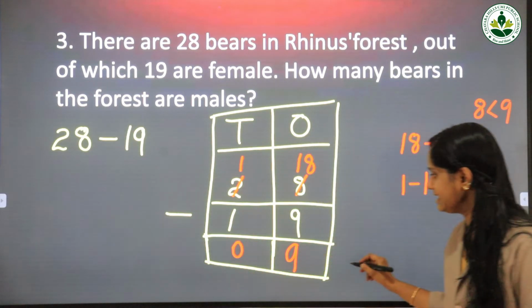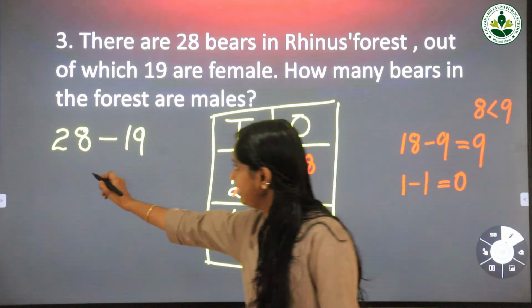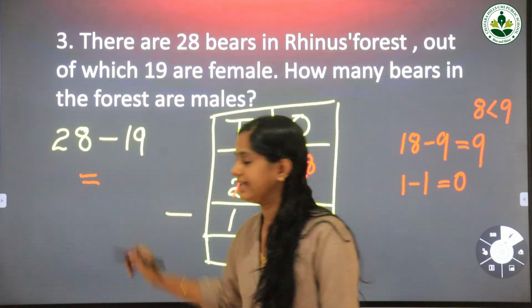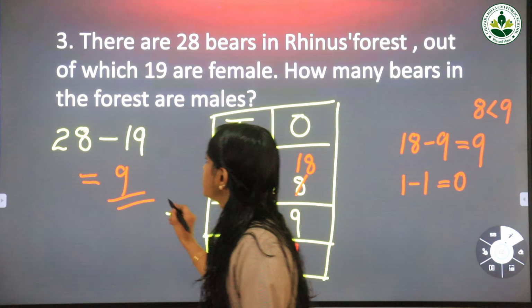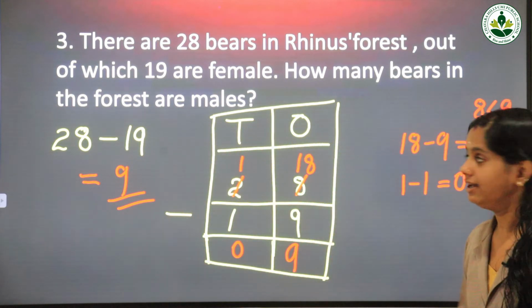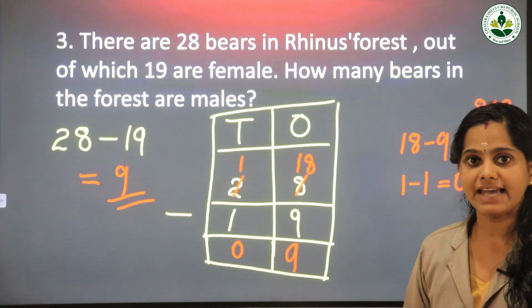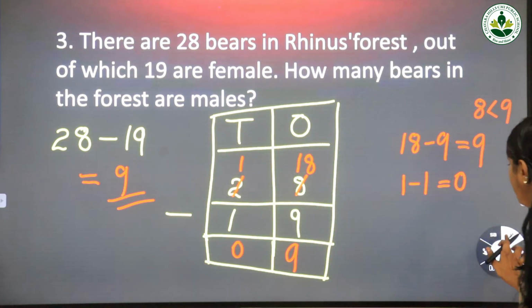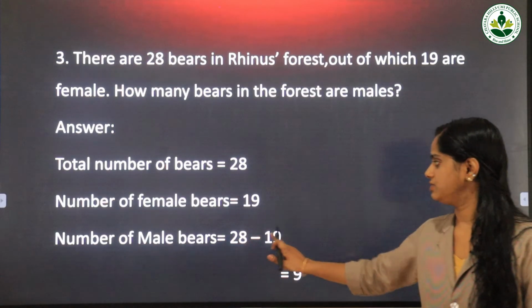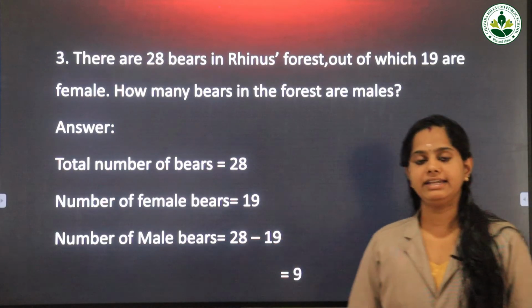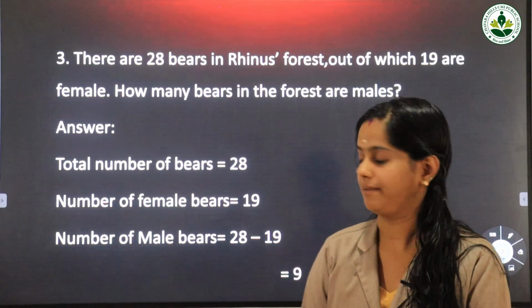So our answer is 9. 28 minus 19 is equal to 9. 9 is the difference. So the number of male bears is 28 minus 19 is equal to 9.